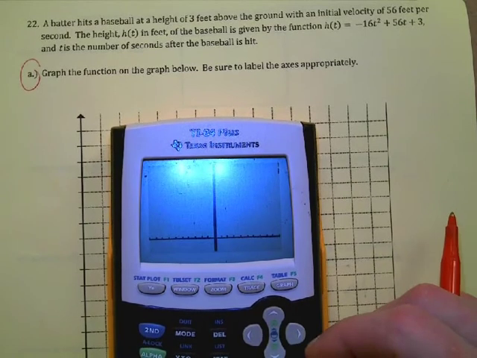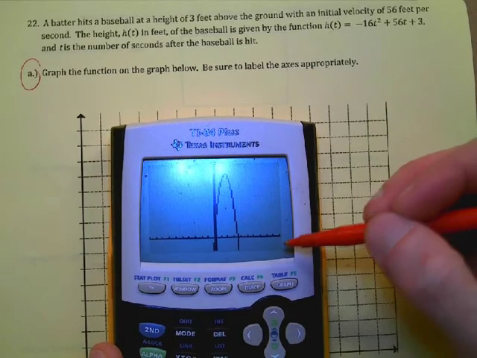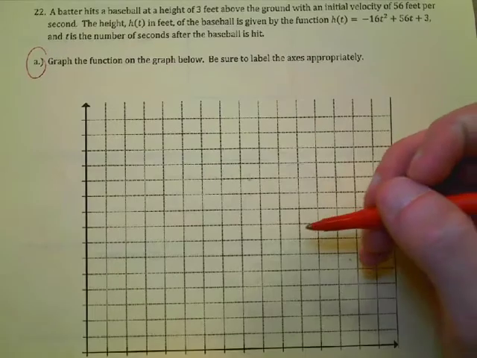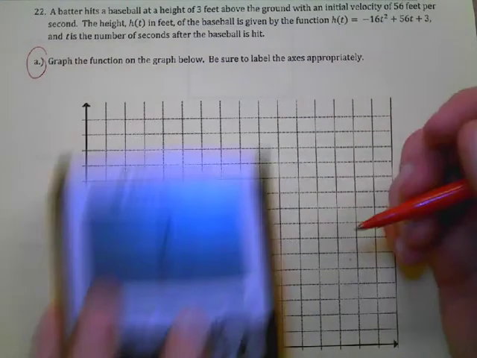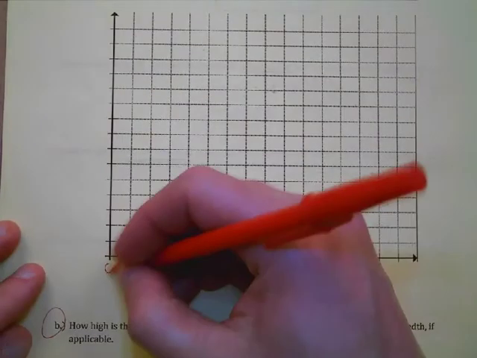Still not good. Better, but I got to go higher. So let me try 40. Ooh, better still, but not high enough. So let me try 60. There's the whole flight path of the ball.